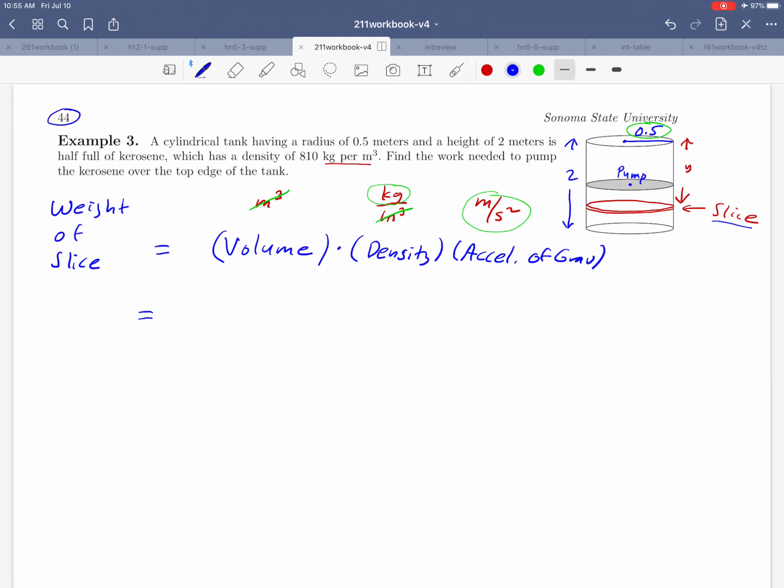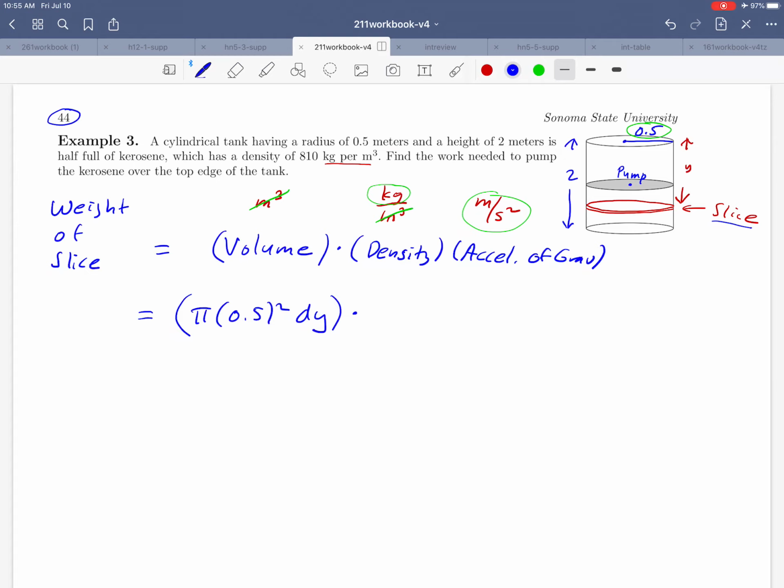So what we can do is start with the area of that circle that we're seeing. Pi times the radius squared. And then to turn it into a volume, we need to take that cross-sectional area and multiply it by its thickness, its height. Because that's a really thin slice, it's natural to call the height dy. So pi times 0.5 squared times dy, those three pieces together are going to give us the volume, not of the entire tank, but just of this one slice that we drew.